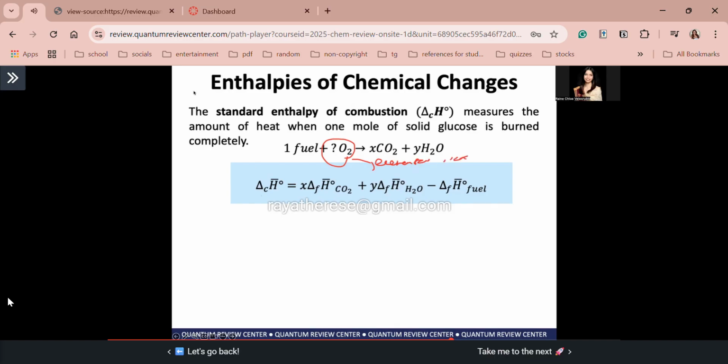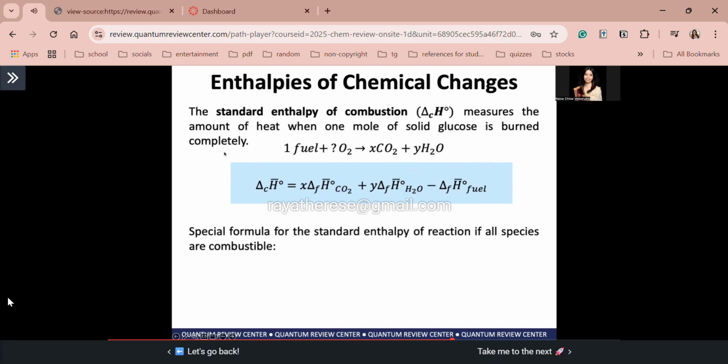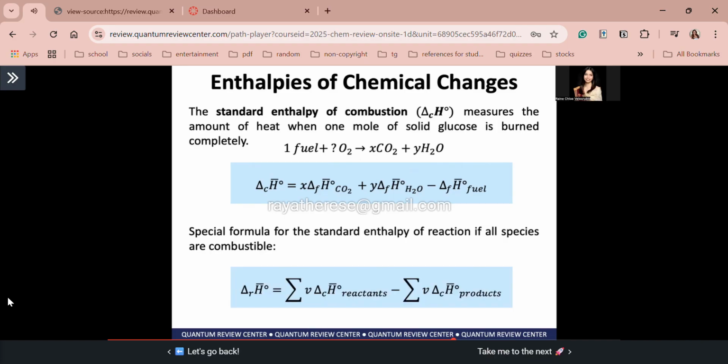Now, guys, may introduce ako sa inyo na special formula. Okay? It's a special formula for finding the standard enthalpy of reaction. If kunwari, lahat ng species sa reaction na yan are combustible, you can just use the shortcut formula. Again, pwede nang ito gamitin if you're finding the standard enthalpy of reaction, tapos given kayo ng standard enthalpy of combustion values. So to get that, it's simply standard heat of reaction is equal to the summation of the standard enthalpy of combustion of the reactants minus the summation of the standard enthalpy of combustion for the products. So reactants minus products. Okay?